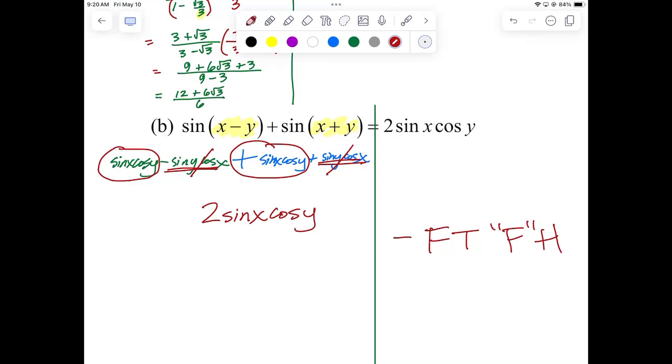The effing horn, the factoring horn. Yeah, fear the factoring horn, or just fear the effing horn for short. Yeah.